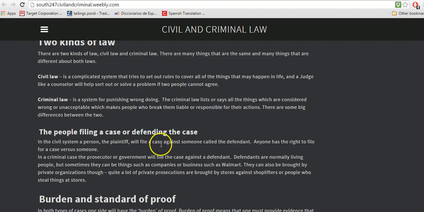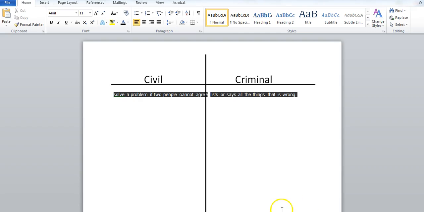So what I want you guys to do is to keep reading. And so for every time it's going to talk about civil law. So like right here it says civil system. And then after the paragraph after, it's going to talk about criminal law. So what I want you guys to do is each paragraph, so each paragraph like this, I want you guys to pick out a detail and write that down on your T-chart. Okay?